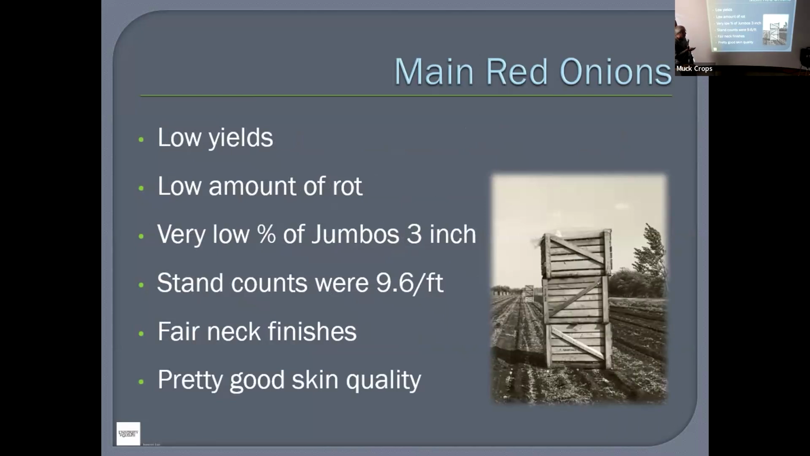Stand counts were good. They were at almost 10. Fair neck finishes. Even though they were late, they did mature decently, and they had pretty good skin quality when we did our evaluation.